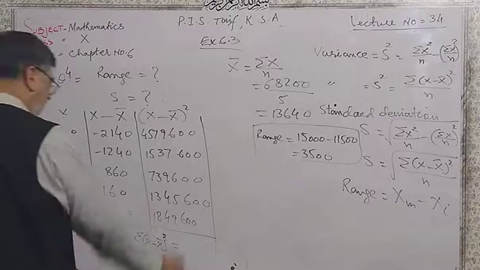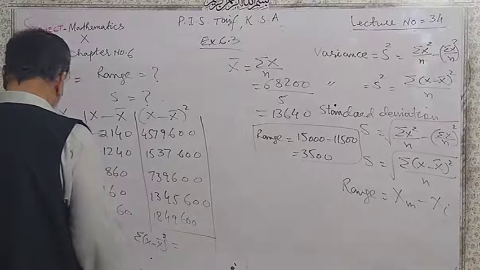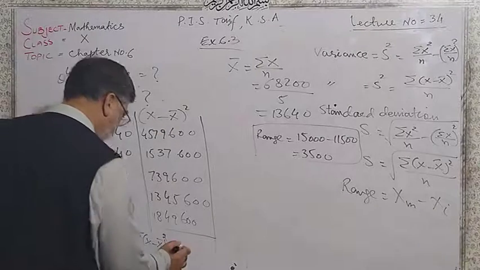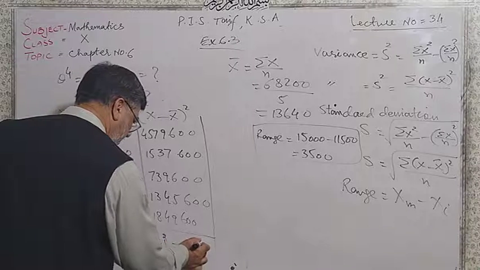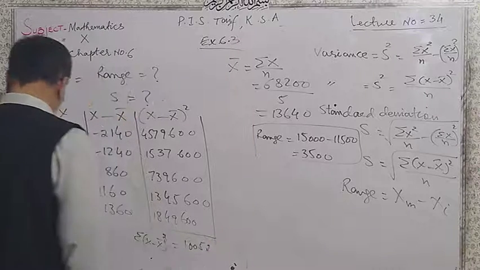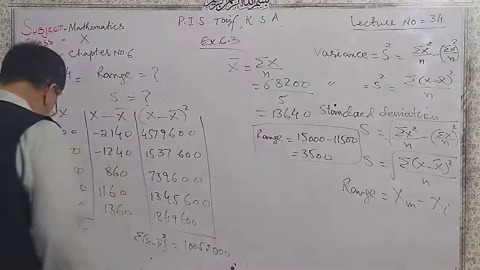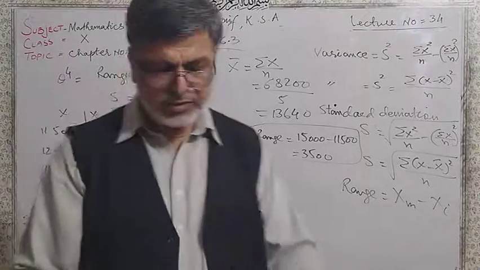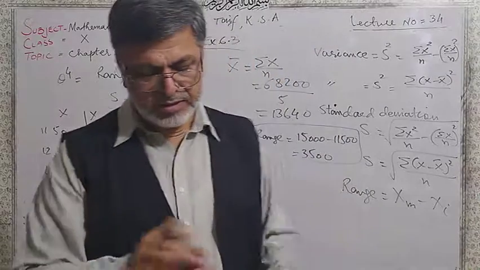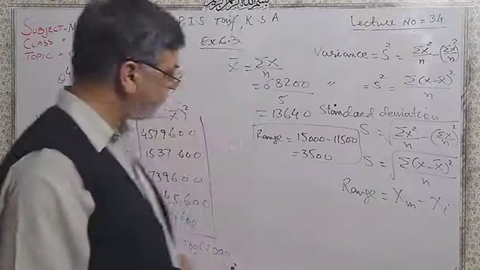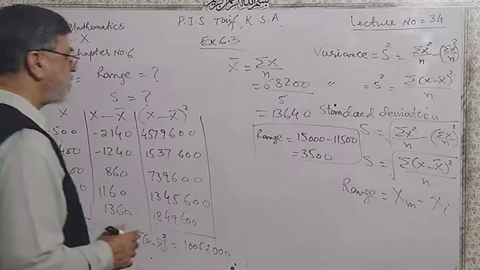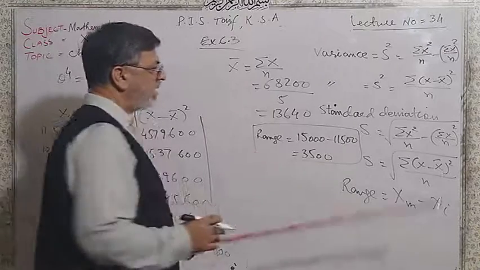If you add all values, then we will have 10052000. Using values in this formula.